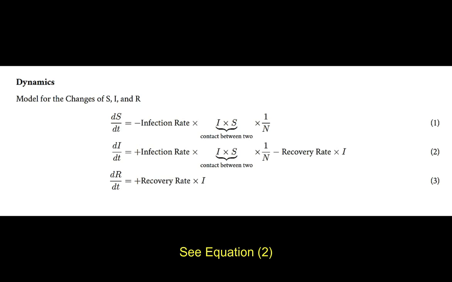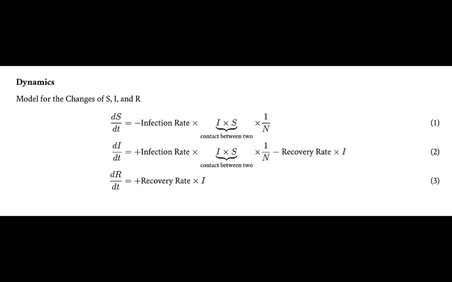For the change of the infected, it is more straightforward. We already know that the number of infected will increase with infection rate and decrease with recovery rate, as you can see in equation 2. Now the third equation is just saying that the number of people recovered changes with the recovery rate multiplied by the number of infected, which makes total sense.